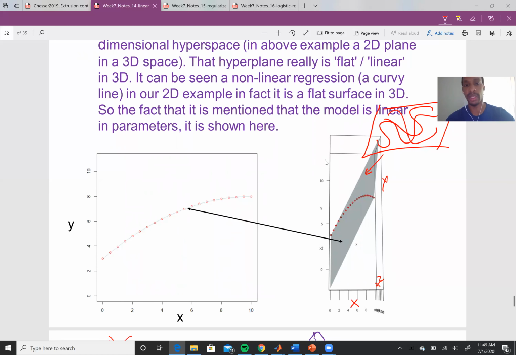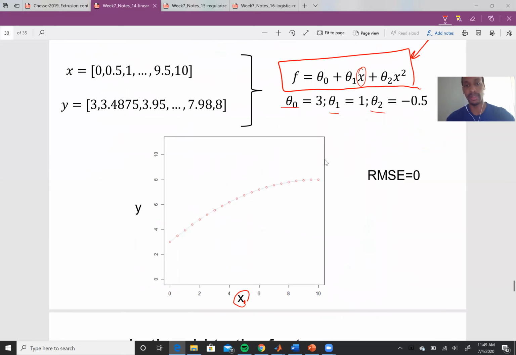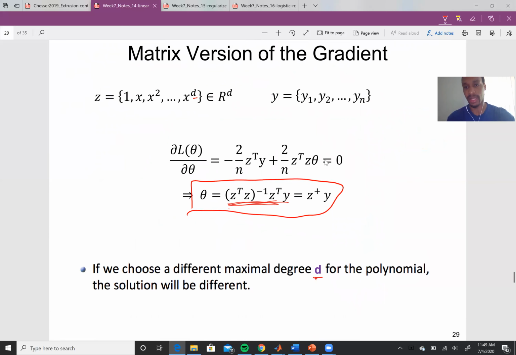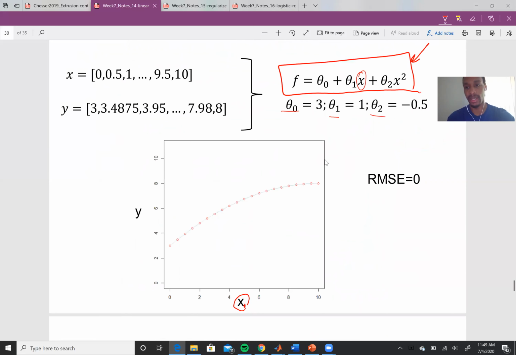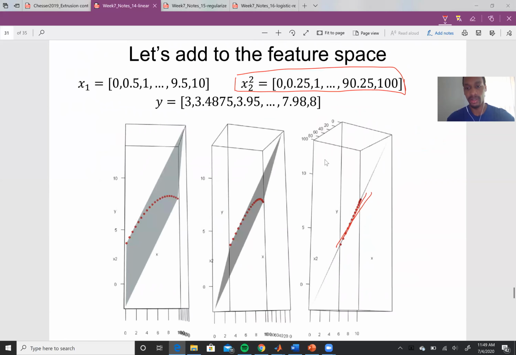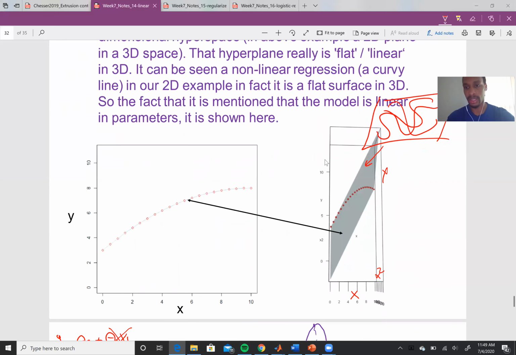So to summarize, the linear plane is basically your Z times theta, and the curve on that plane is your theta 0 plus theta 1 x plus theta 2 x squared, and so on.